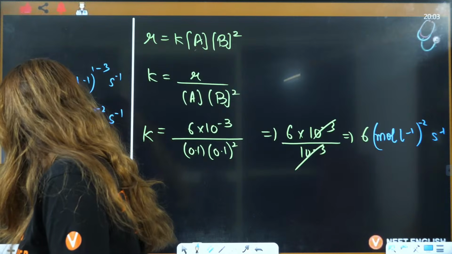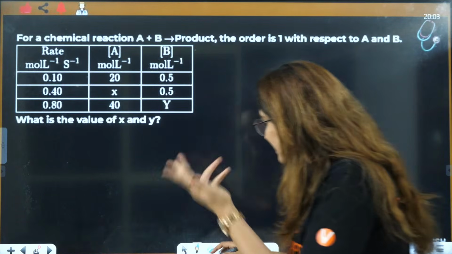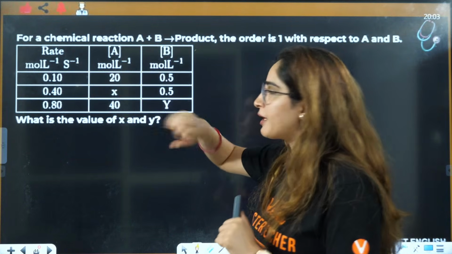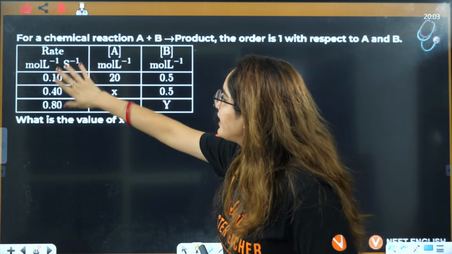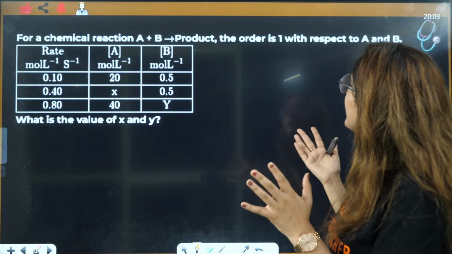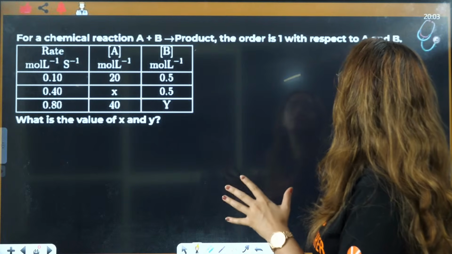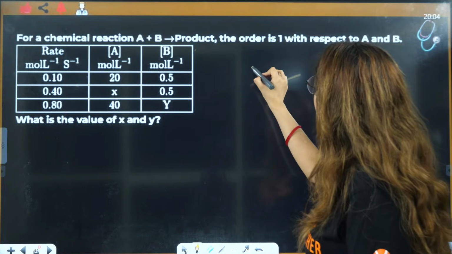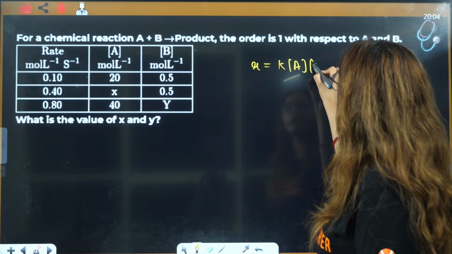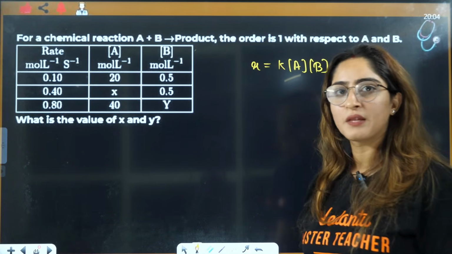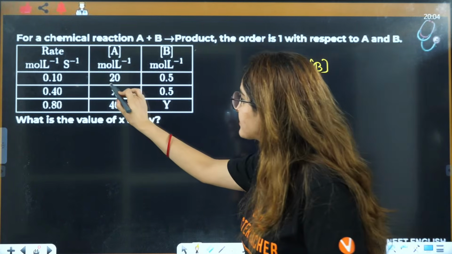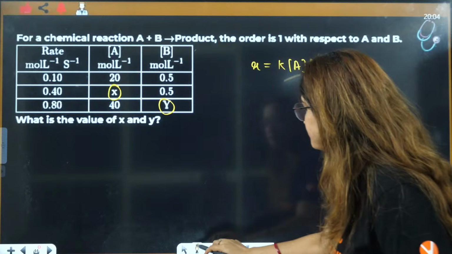Everybody clear? Now, another kind of question is from the tabular form. They have given you a table here. They are saying rate is this much, A is this, B is this. No idea. They are saying the order is 1 with respect to A and B. Simple. R is equal to K. Order is 1 with respect to A. With respect to B also it is 1. Right? Now they are saying you have to calculate the value of this X here and this Y here.